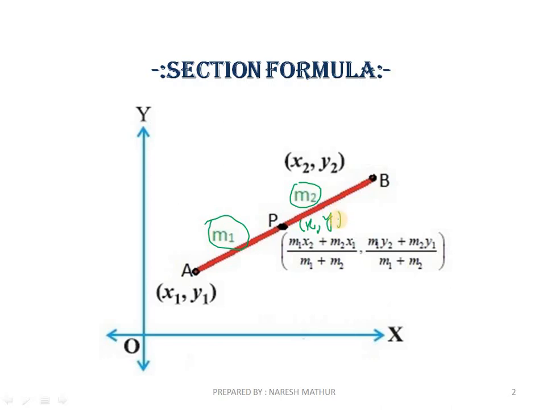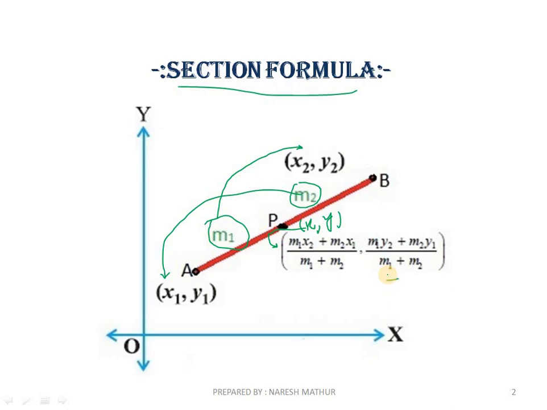Alright, so how can we find the coordinates of point P? The answer is the section formula. By the section formula we'll get the value of the x coordinate as (m1 x2 plus m2 x1) upon (m1 plus m2). This m1 will multiply by this side and this m2 will multiply by this side. Whether it is x or y, we are finding for x, so we'll multiply m1 into x2 plus m2 x1 upon m1 plus m2. Similarly for the y coordinate, (m1 y2 plus m2 y1) upon (m1 plus m2). This is the section formula.